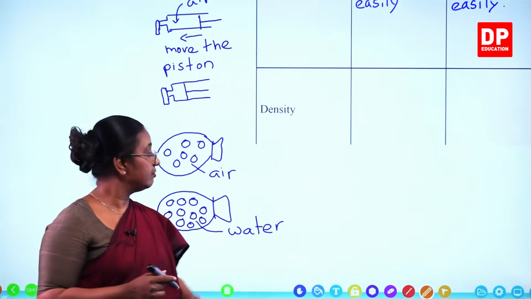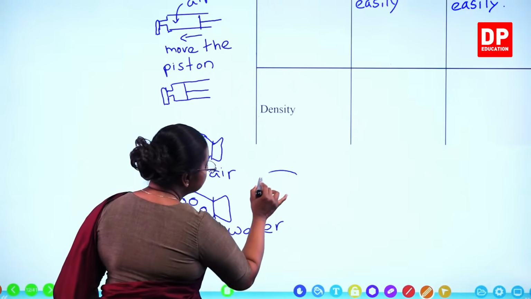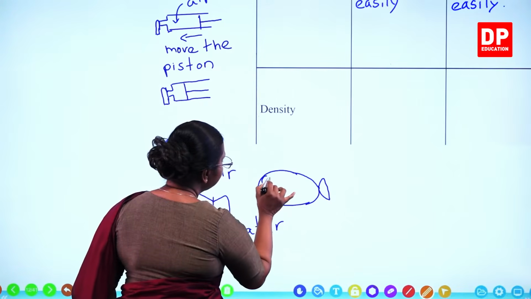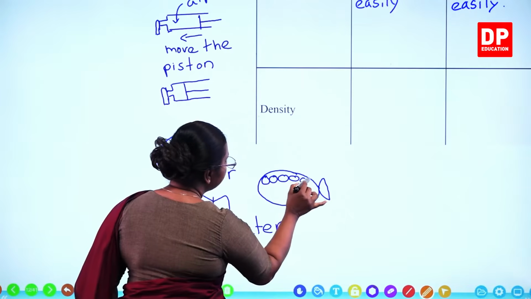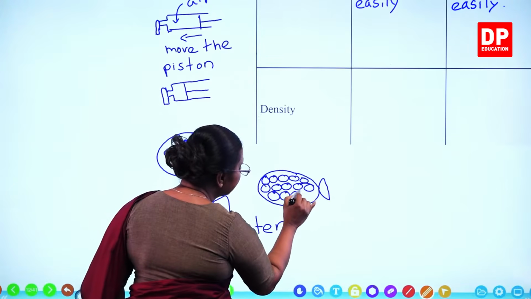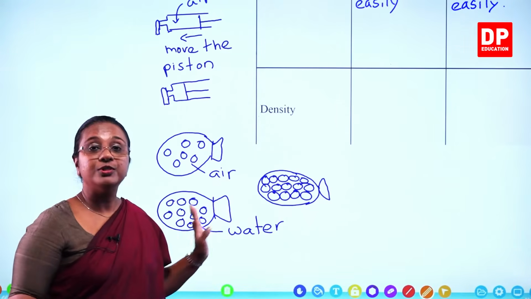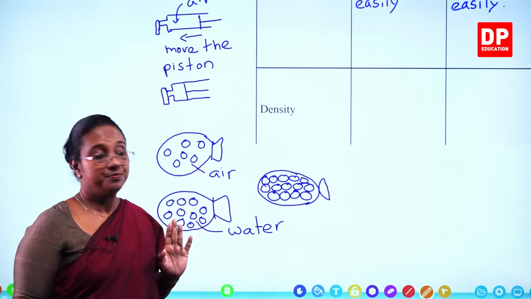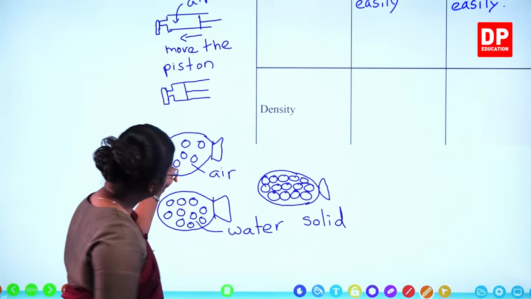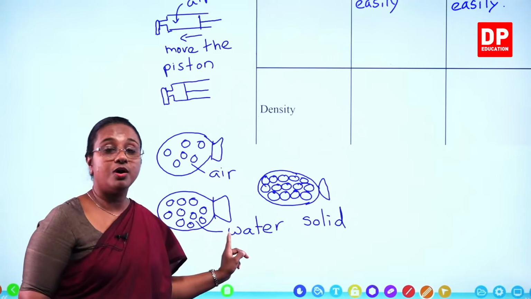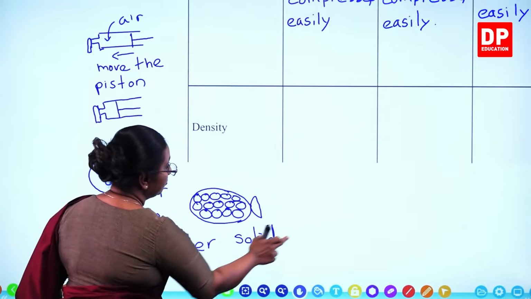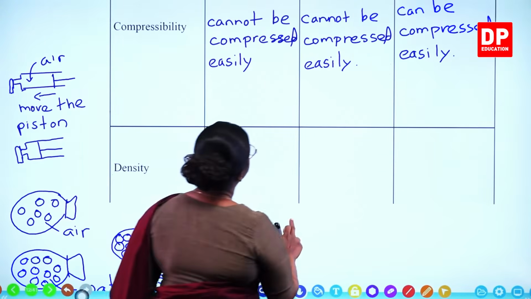The same way, if you take the same balloon filled with solid particles, they will be very closely packed. So the solid particles are densely arranged. Therefore their density is also higher. So in a solid, the density is high. Compared to gases, liquids and solids have high density. So that is what you need to understand here.